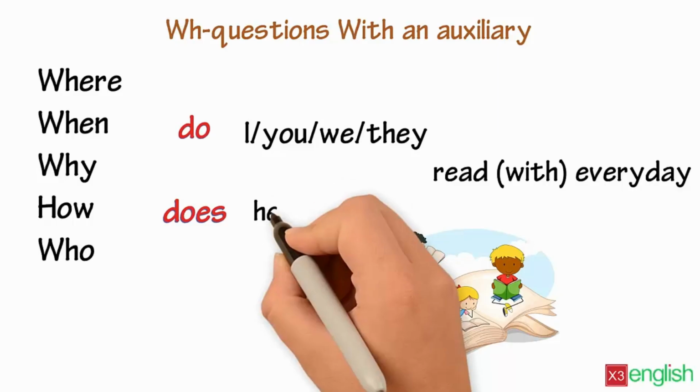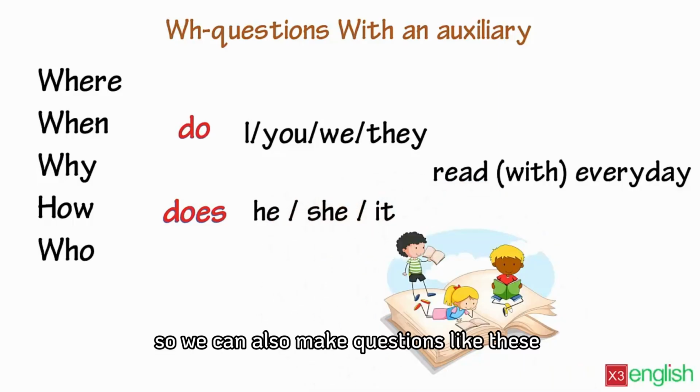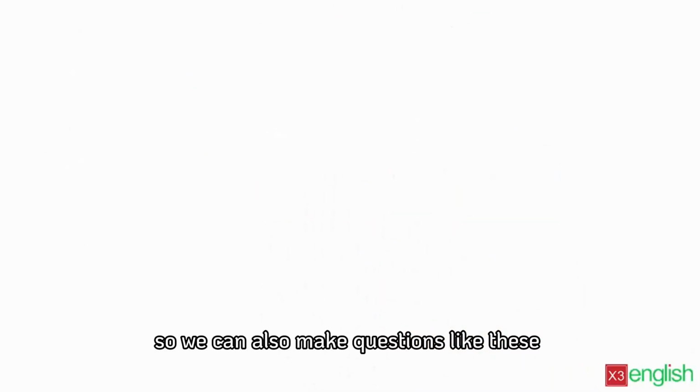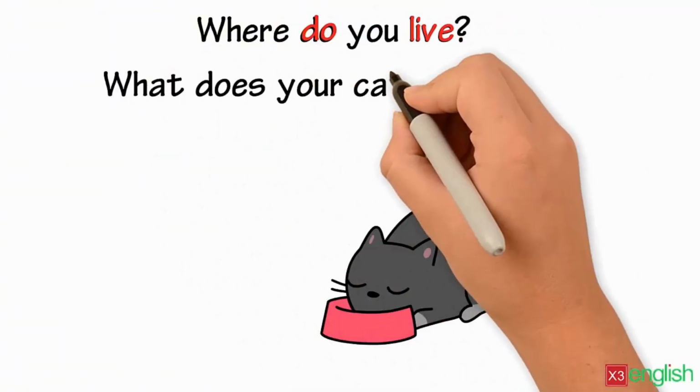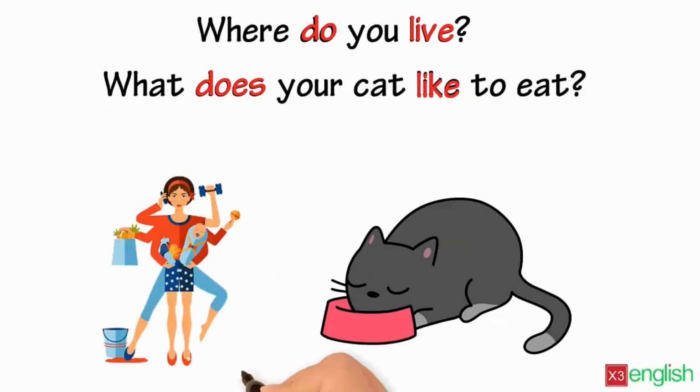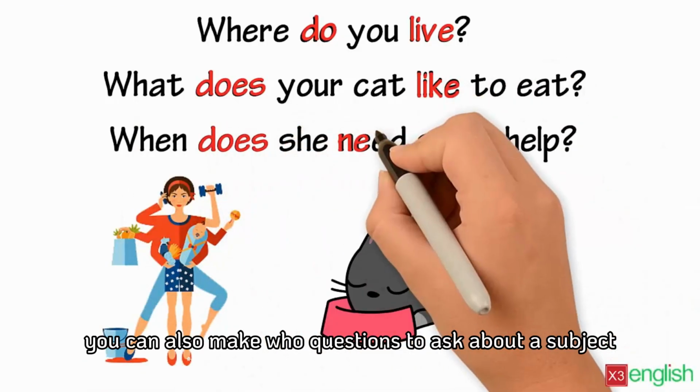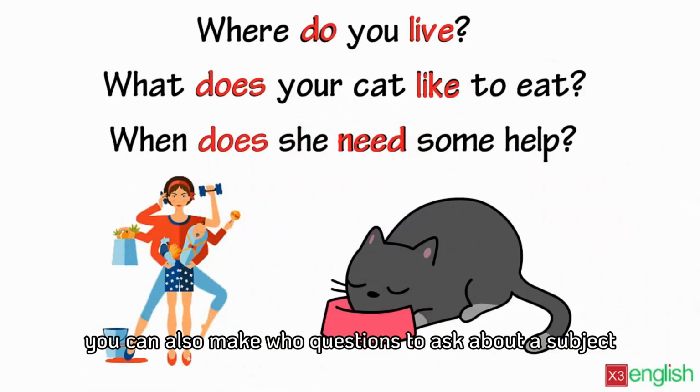Does he, she, it. So we can also make questions like these. Where do you live? What does your cat like to eat? When does she need some help? You can also make who questions to ask about a subject.